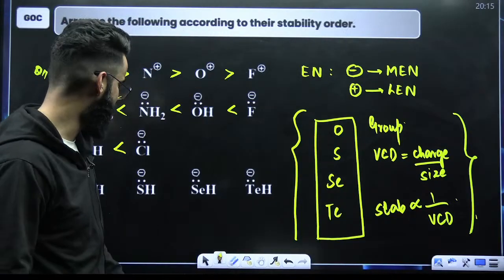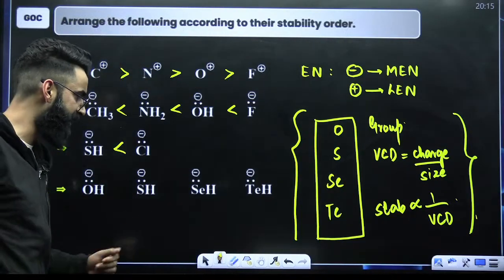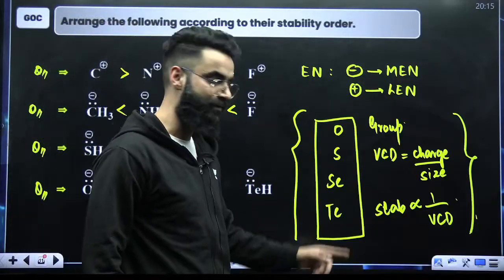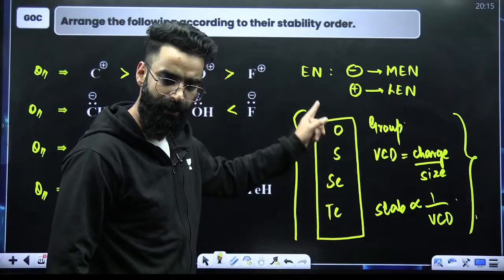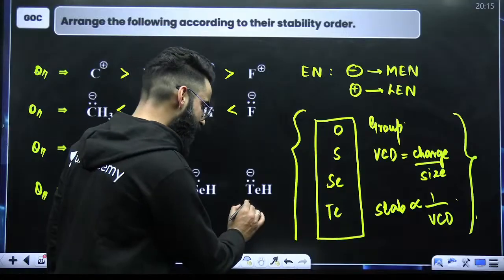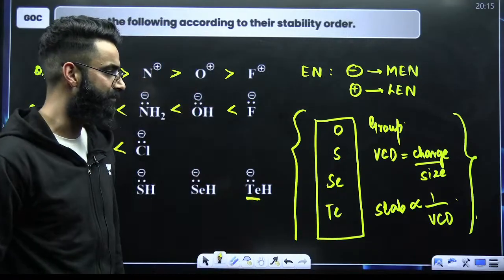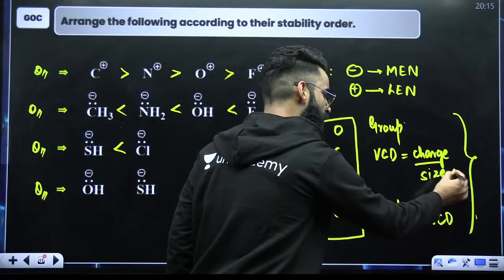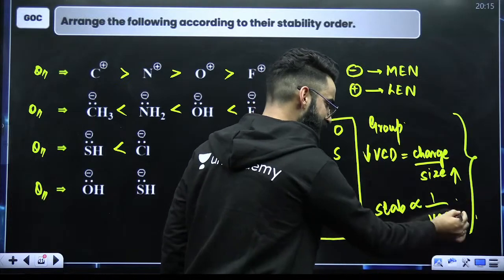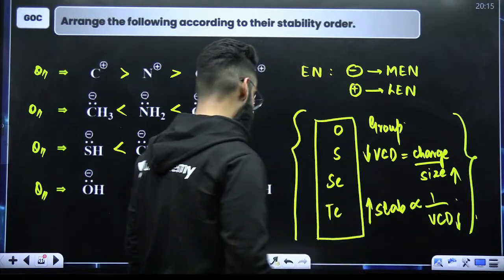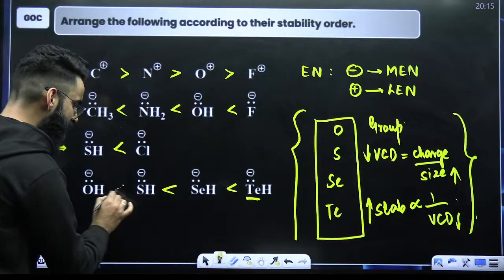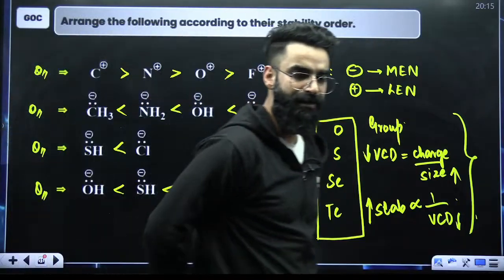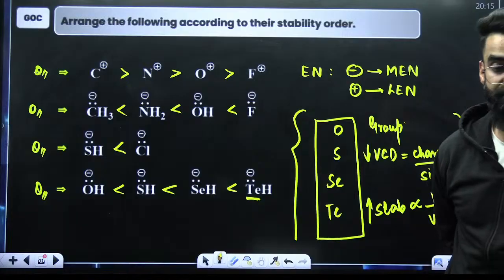Now tell me the answer to the question. Oxygen carrying negative, sulfur carrying negative, Se carrying negative, Te carrying negative. Down the group size increases. So in the case of Te, the size is maximum. The more the size, the lesser the VCD. The lesser the VCD, the more stable it is going to be. So which one do you see as maximum stable among all? It's going to be the last one, which is going to be the maximum stable among all.